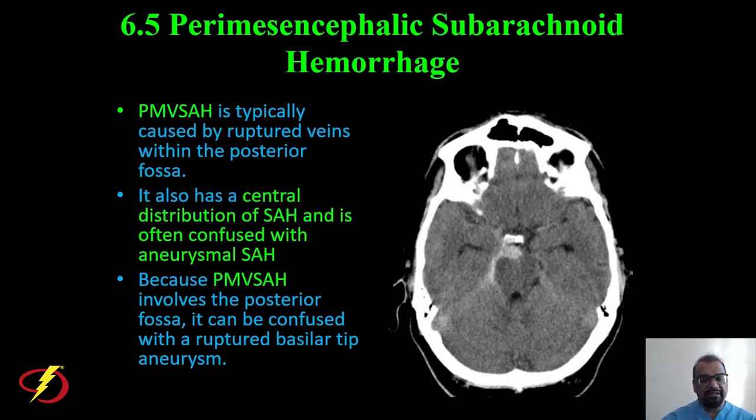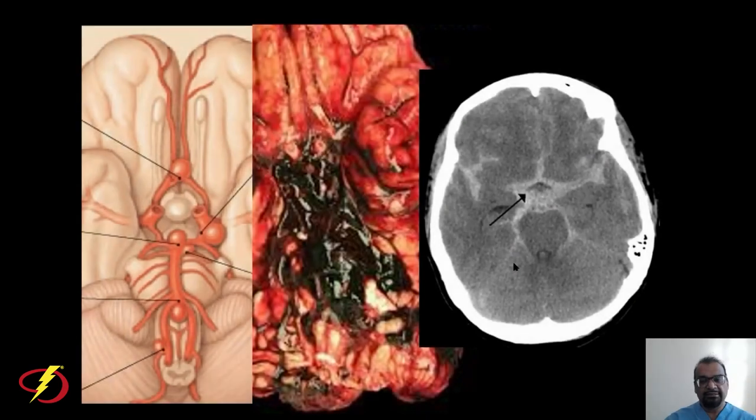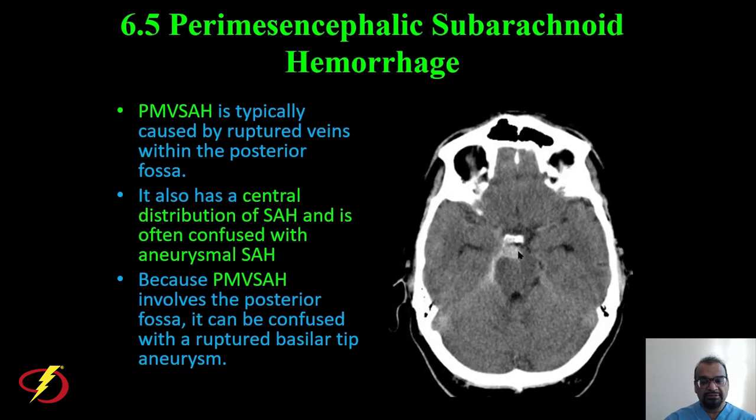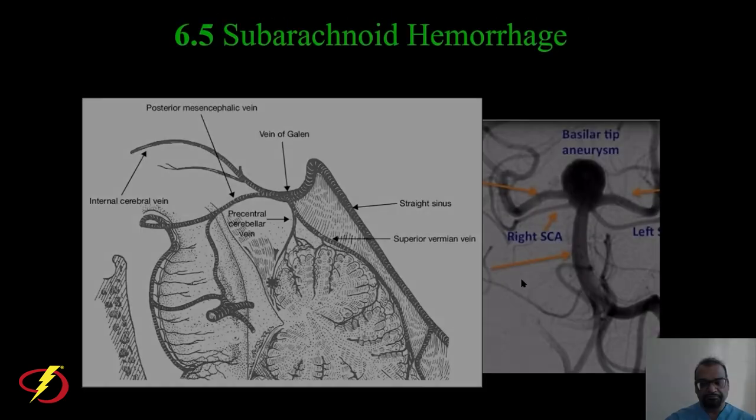Because paramesencephalic venous subarachnoid hemorrhage tends to involve the posterior fossa or the back of the brain, it can be confused with aneurysms that occur there, such as basilar tip aneurysms. So here's a paramesencephalic bleed. What's very interesting is, unlike this aneurysmal bleed, which is everywhere, this subarachnoid hemorrhage that we see from this paramesencephalic bleed seems to be more confined. It's centrally located, but it's not as diffuse. And that's one clue that tells us this is a venous bleed and not an aneurysmal bleed.